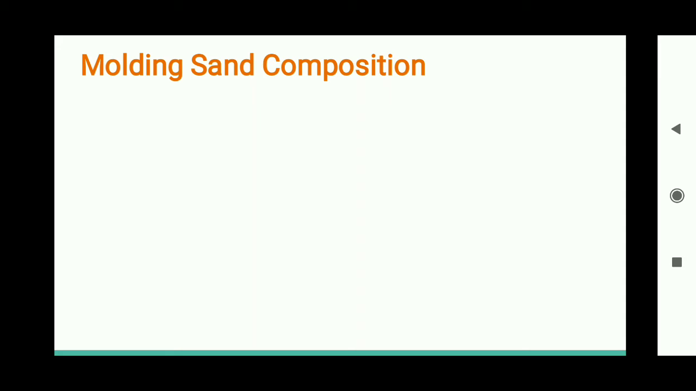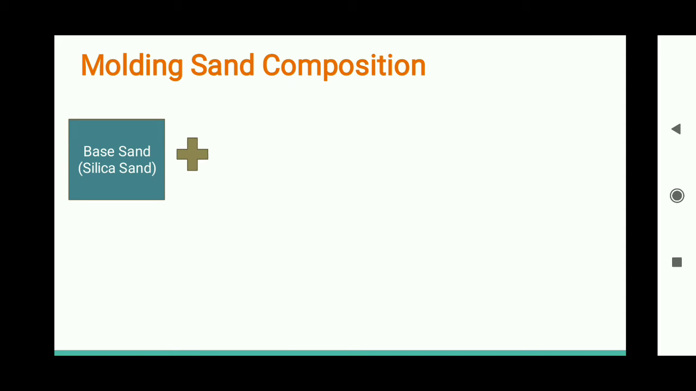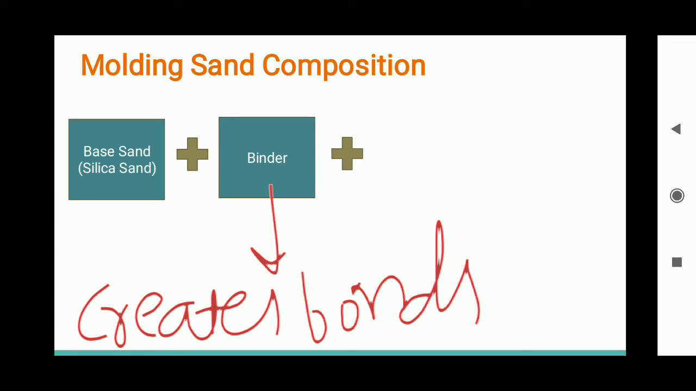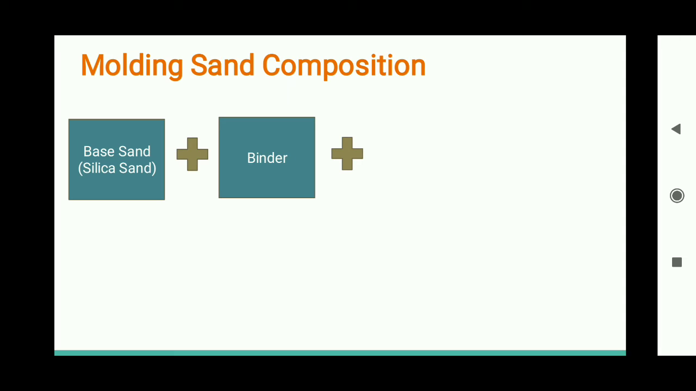Next we are going to discuss the molding sand, its composition, types of sand mold, and its properties. Molding sand composition is nothing but the composition of whatever molding sand we are using in casting. The composition includes, first, the base sand, which is silica sand, what is available in nature. Next is the binder, generally used to provide a bond between the sand and the other particles that we are using. It provides a bond, or we can say a bonding agent.